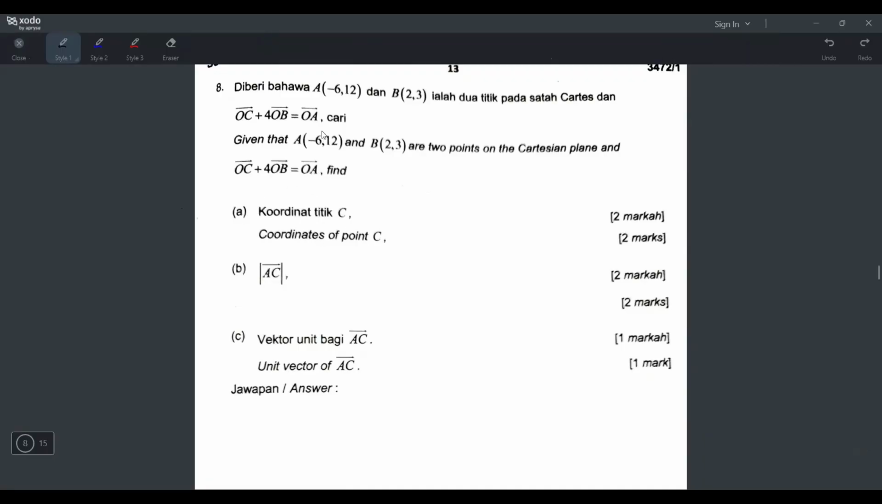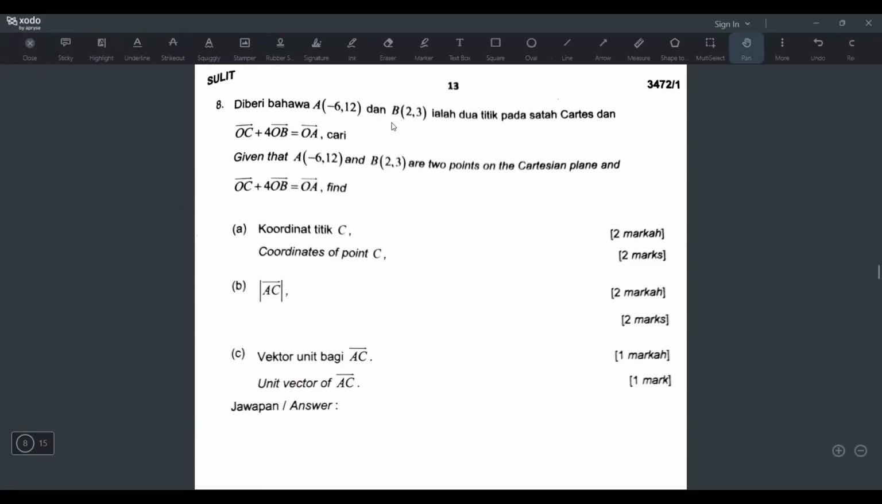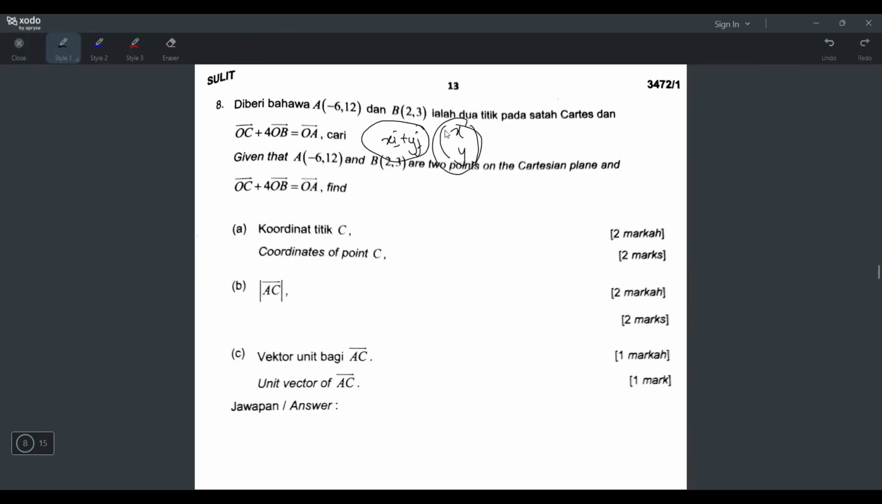Okay, before I start, this is a coordinate vector question. Coordinate vector means this vector only involves i and j. So your vector will look like this: xi plus yj. But you can also write this in this form, like this, (x, y). Ada dua cara tulis, macam ni ataupun macam ni, right?